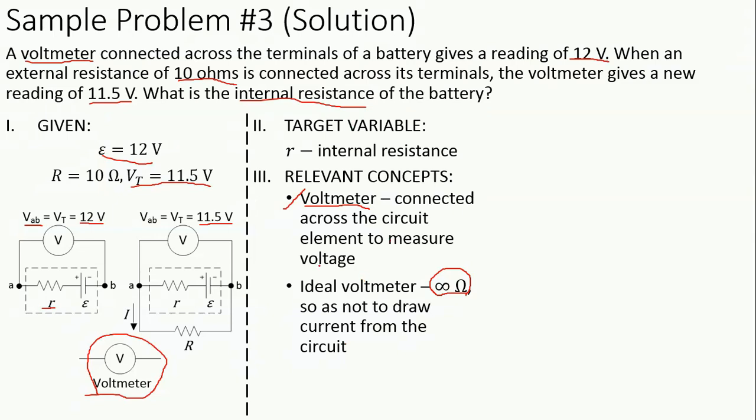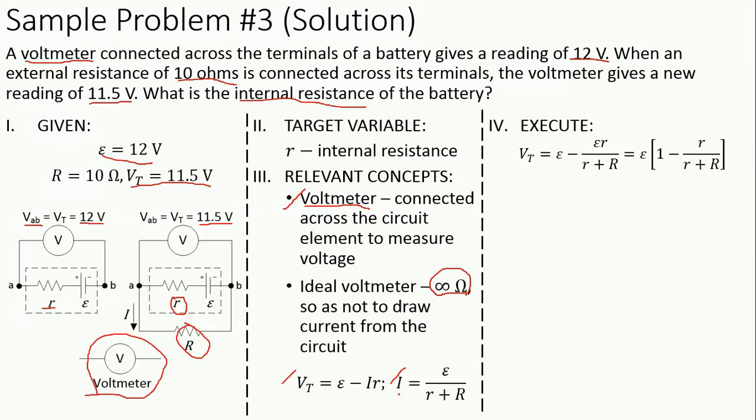So with that, we can apply the following formulas. The terminal voltage with the external resistance connected is equal to the EMF minus the current times the internal resistance. And the current is equal to the EMF divided by the sum of the resistances, small r plus capital R. Now we execute our solution.